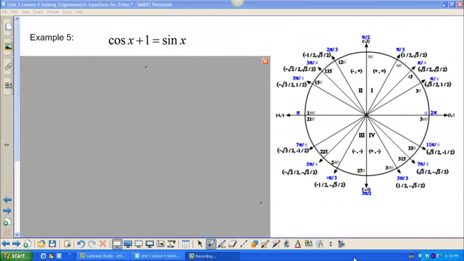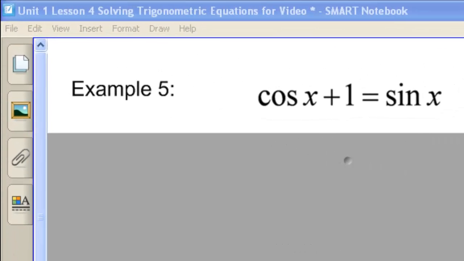And we are almost done. We are on our last example of this video, cosine x plus 1 equals sine x. The purpose of this example is to show you about squaring and converting to quadratic type.